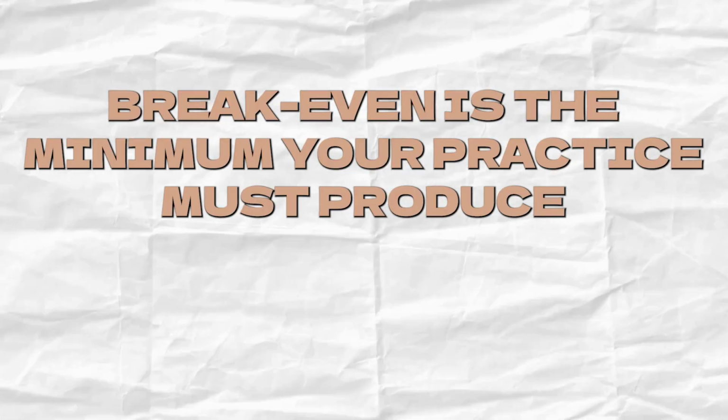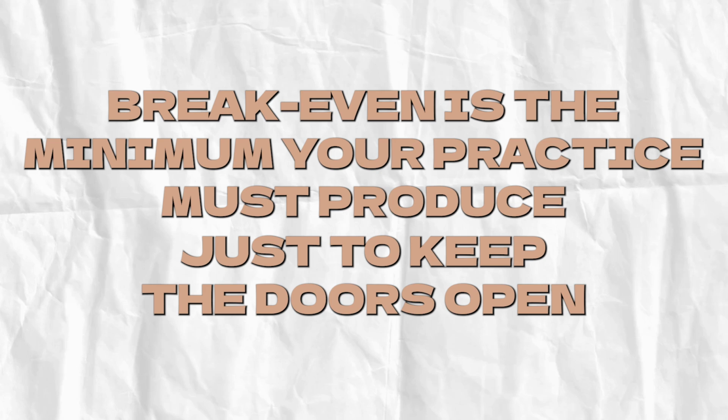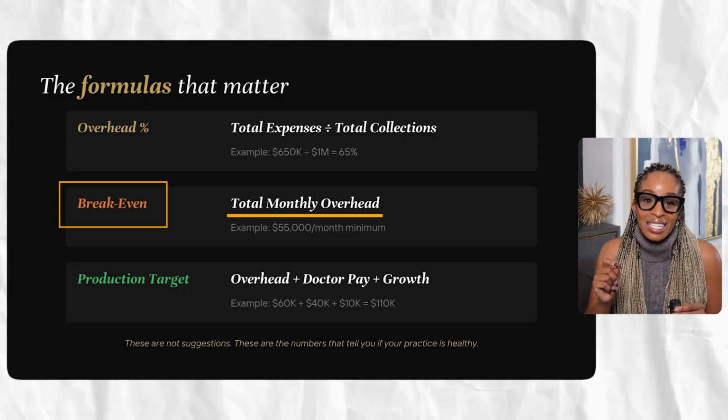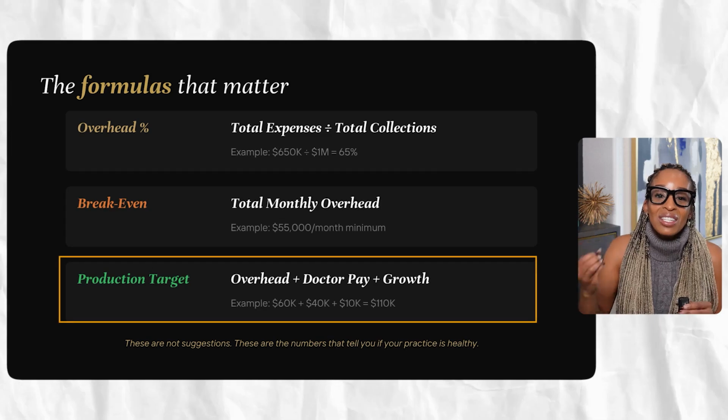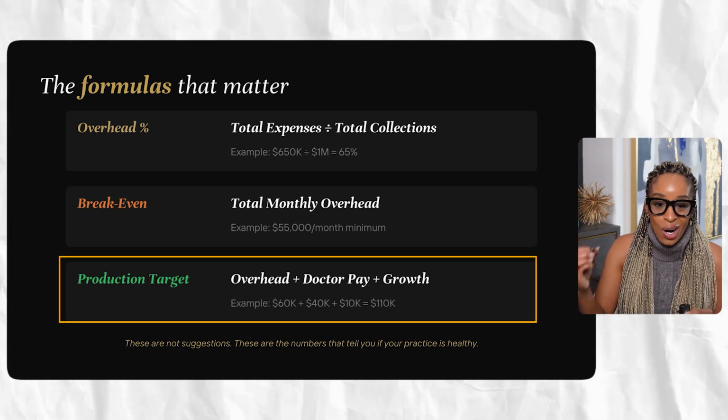So break-even number is the minimum that your practice must produce just to keep the doors open. And this is before you even make your own dollar. That number is your total monthly overhead. Anything above it funds your doctor pay, right? And anything below it means that you're losing money on that month. If you don't even know what your break-even number is, you don't know what you're losing. From that number, you can finally get what your true production target number is.